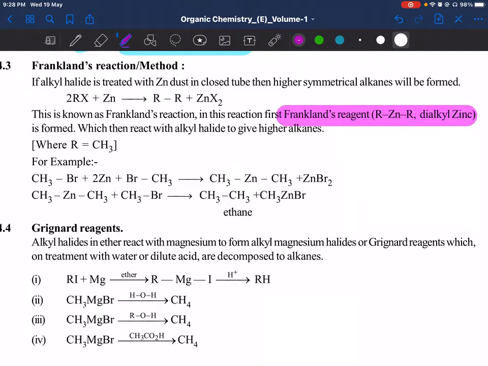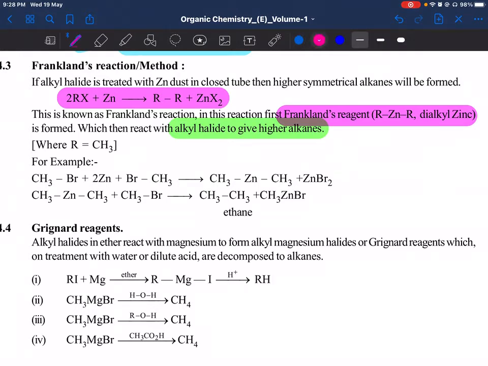Here what is happening? When alkyl halide reacts with zinc, alkane is forming. Higher alkanes are forming when alkyl halide reacts with zinc dust. So in this case, what is happening here?